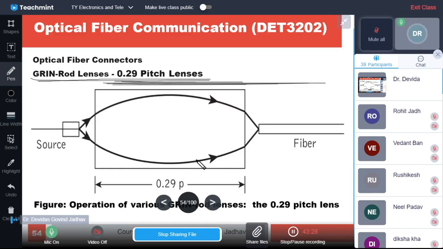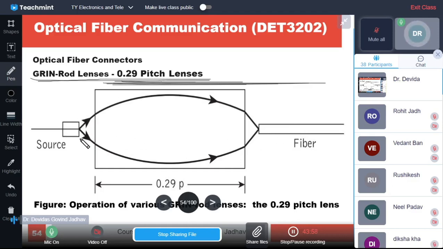After collimation, it is again curved to refocus, and the beam emerges out and gets focused at the next focal point, where we can put the fiber for joining or launching the light. So in this way, from source to fiber we can launch the light or couple the light.